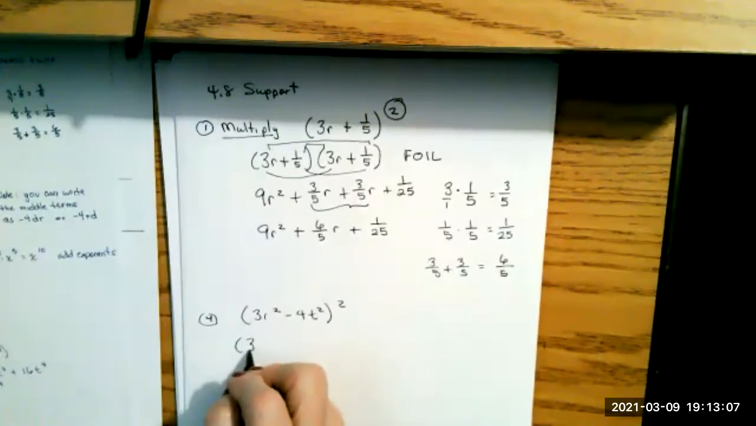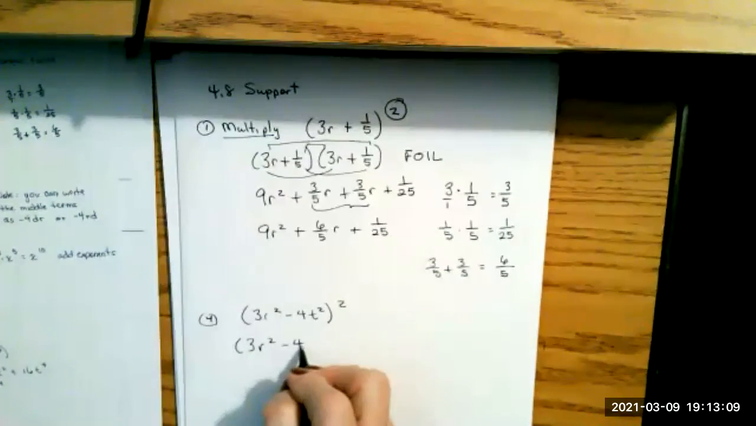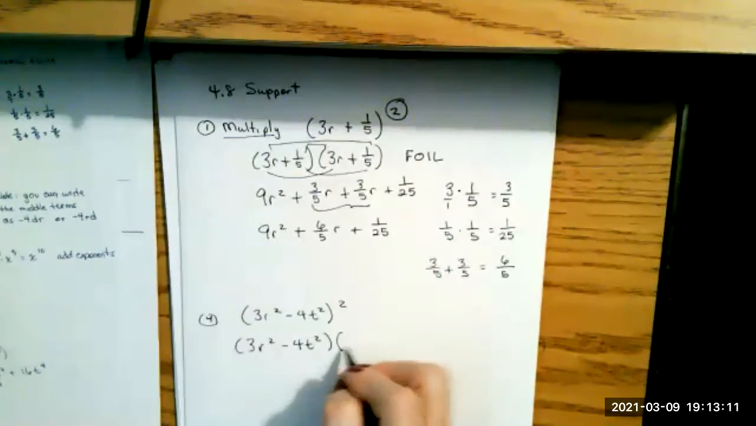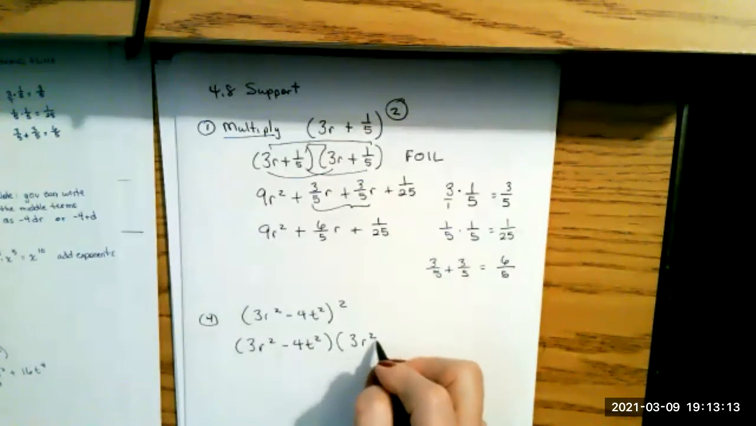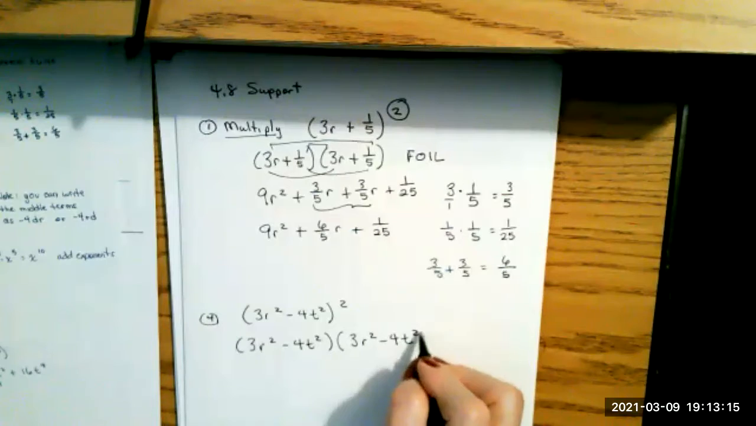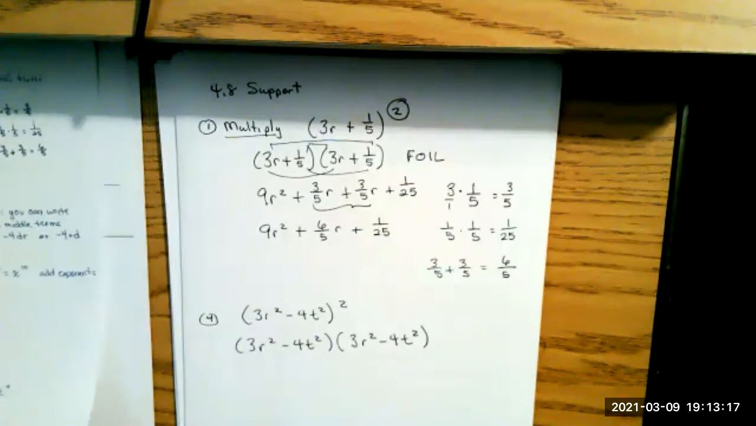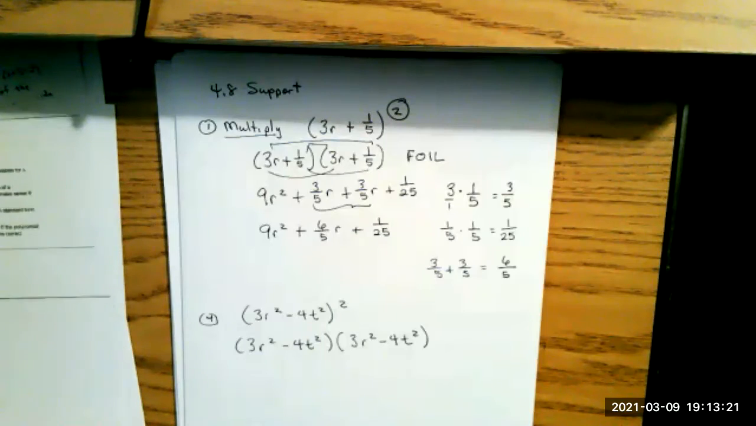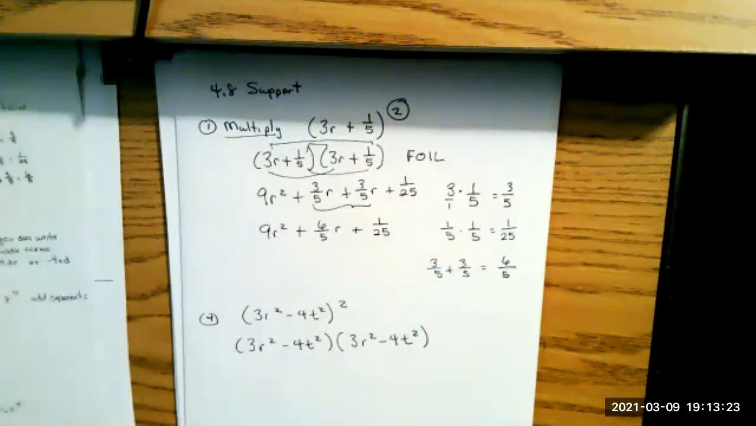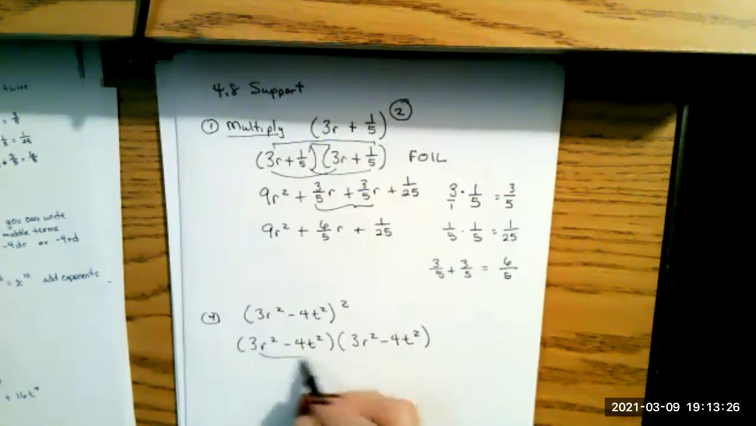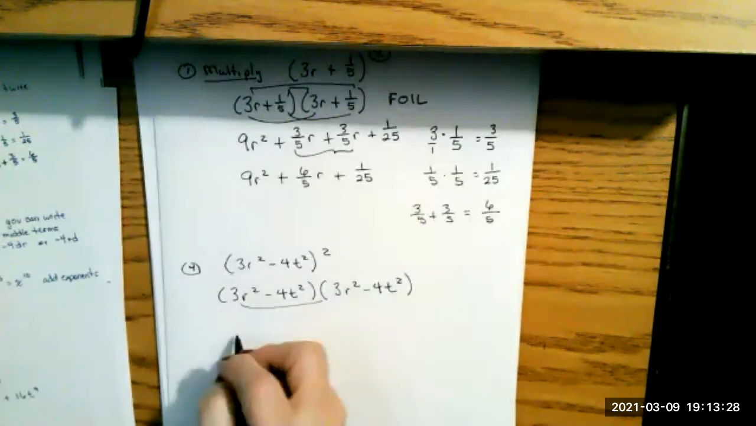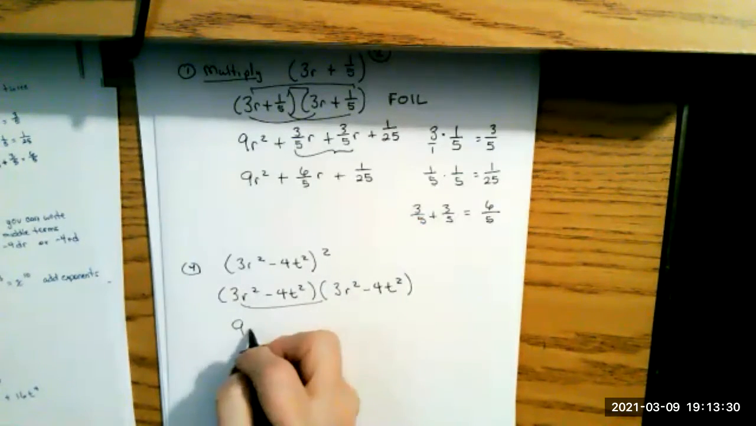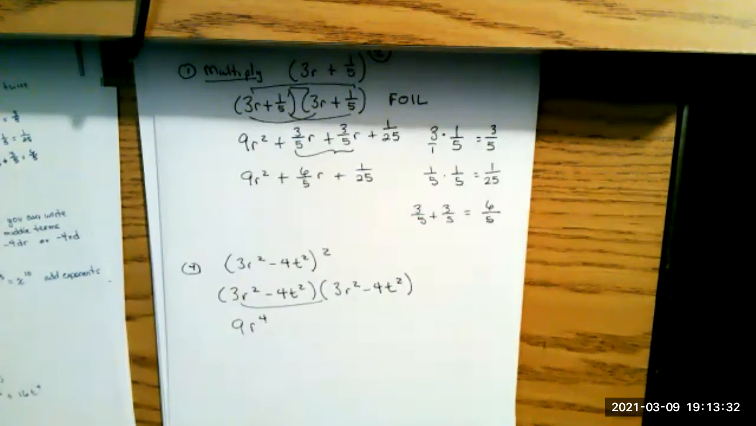So again, I write it down twice. The exact thing, and same thing in each one of the little binomials. And then I FOIL it. Okay. 3 times 3 is 9. R squared times R squared is R to the 4th.